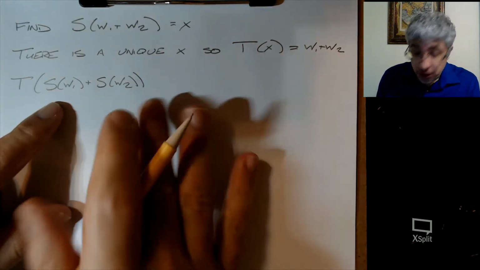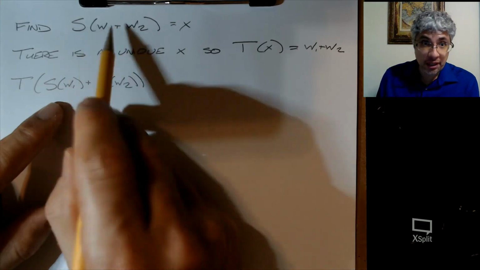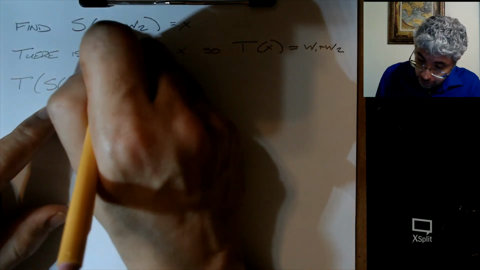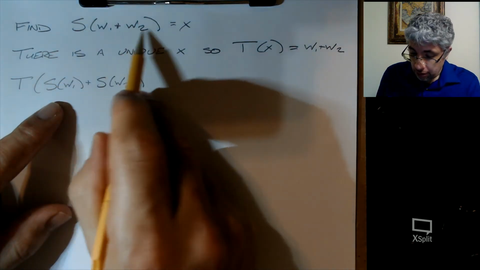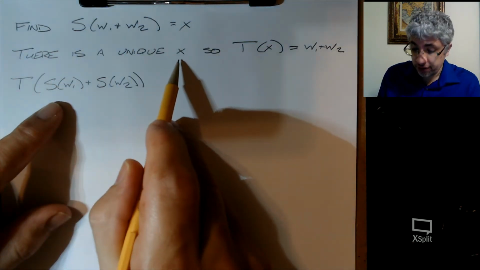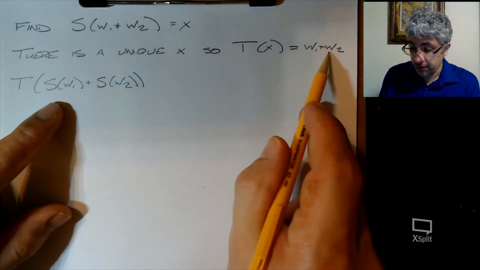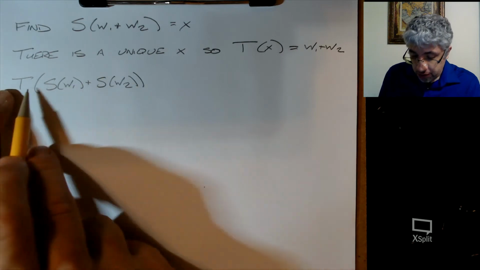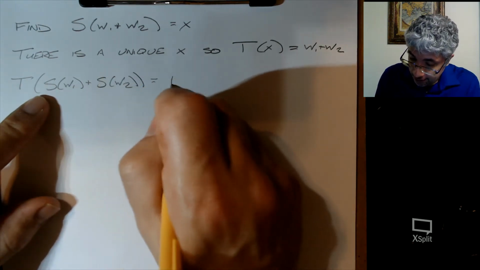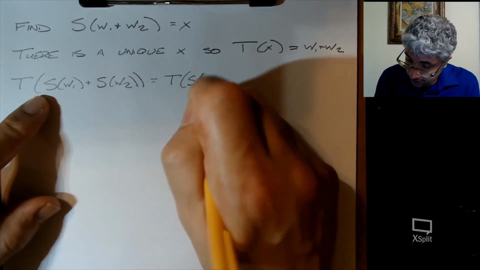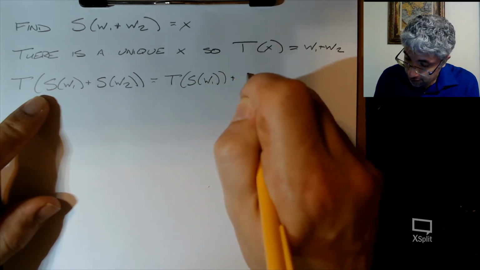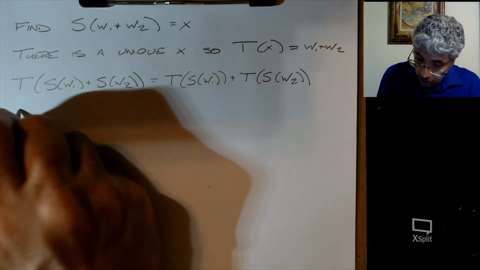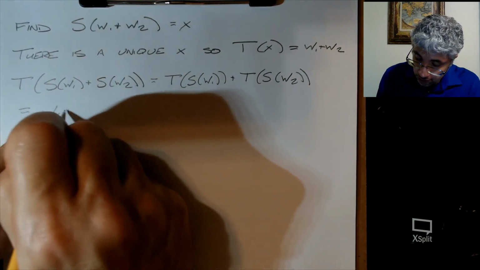Okay, so what were we doing? Well, we were saying we want to show that S is linear, right? So I said, first, let's find S of W1 plus W2. Well, that's going to equal some x. Which x? There's a unique x so that T of x equals W1 plus W2, and that's the x. But also, T of this element happens to be equal to T of S of W1 plus T of S of W2. And we know that this is W1 plus W2.